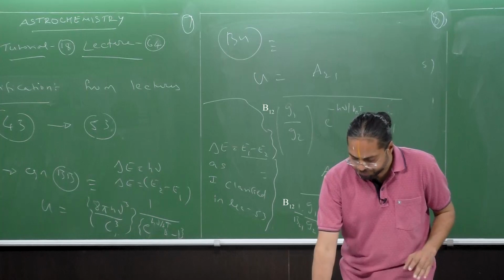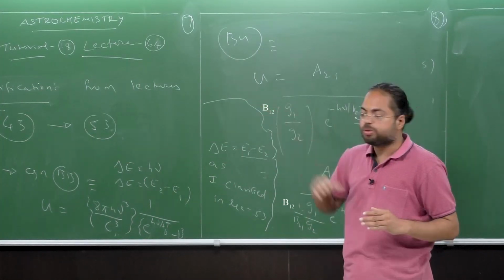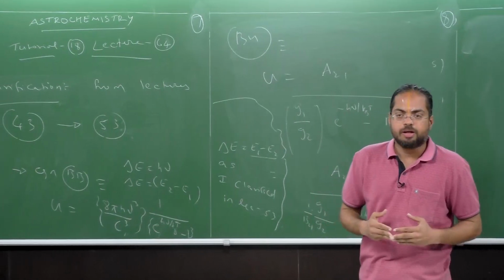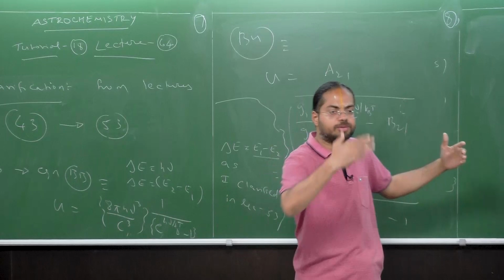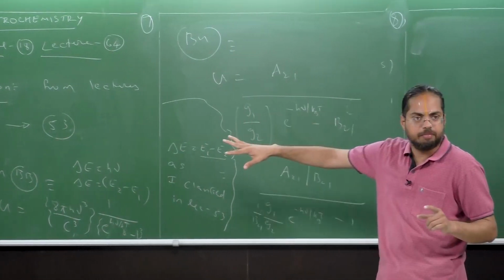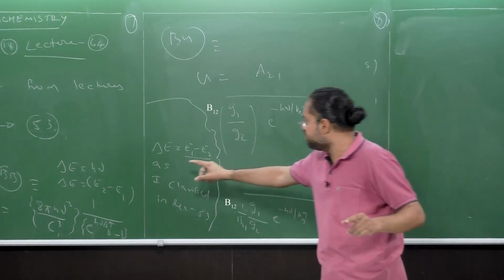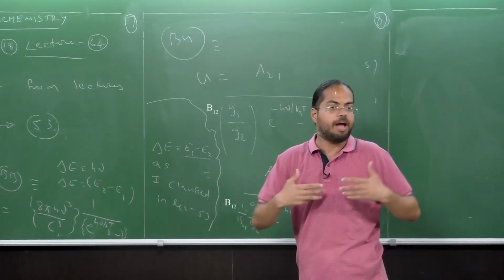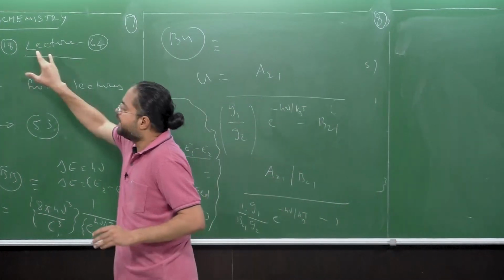So I hope, with this, we come to the conclusion of this tutorial. And as always in a tutorial, we not just look into new problems, such as selection rules and term symbols, but also clarify existing doubts and questions, and any inconsistency that I may have made. On that note, I end this tutorial 18 and lecture 64.